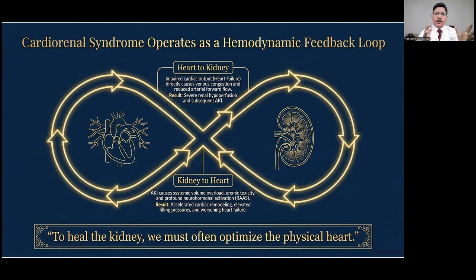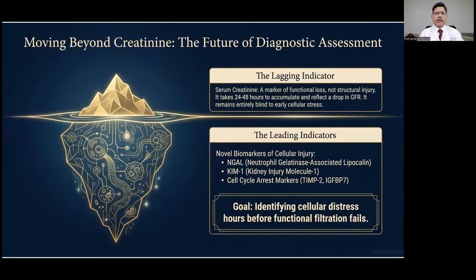When you write cardiorenal syndrome, to heal the kidney, what should we do? We must optimize the heart. If you optimize the heart, then the kidney will heal. To heal the heart, we must optimize the kidney. To heal the kidney, we have to optimize the heart. Interdependent. Now, you can see the iceberg, only a small amount of AKI is visible.